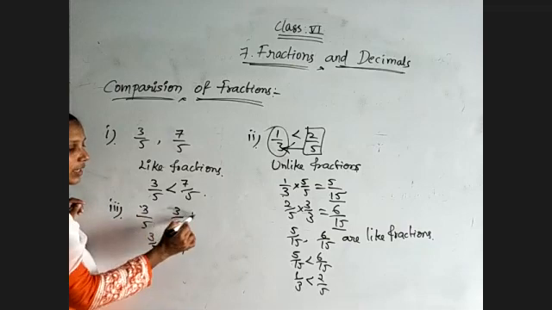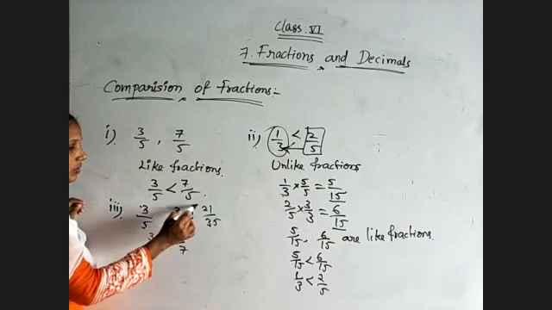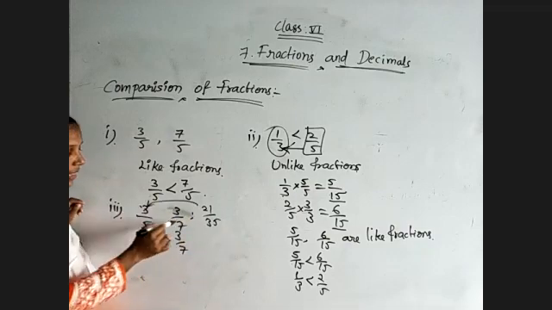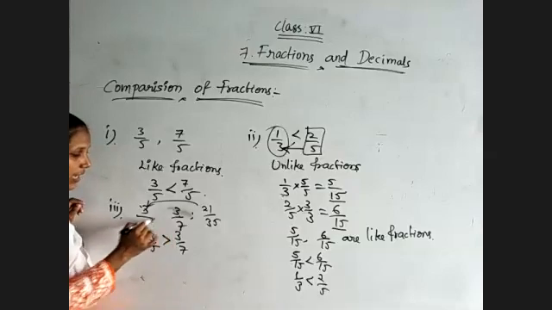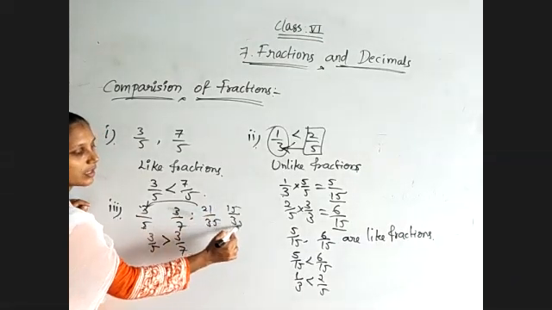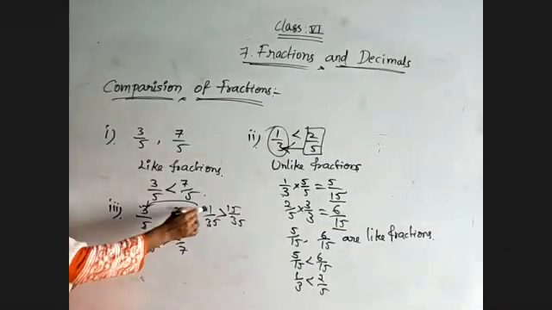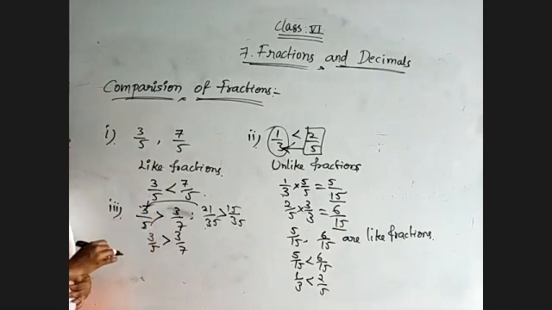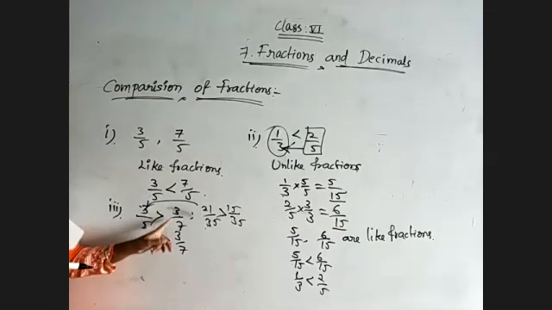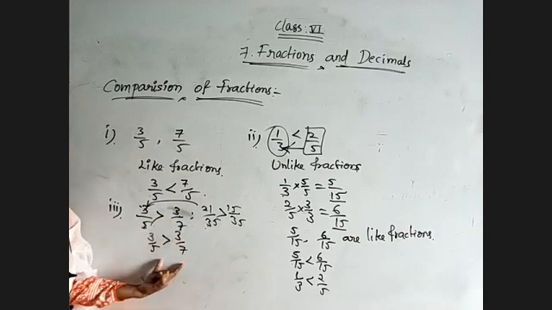7 3s are 21, 5 7s are 35. So this is this one. And 3 by 7 is there now. So 5 3s are 15, 5 7s are 35. Now just observe, 21 by 35 is greater than 15 by 35. 21 by 35 is 3 by 5. 15 by 35 is 3 by 7. Just observe. So without doing this calculation, we can decide.